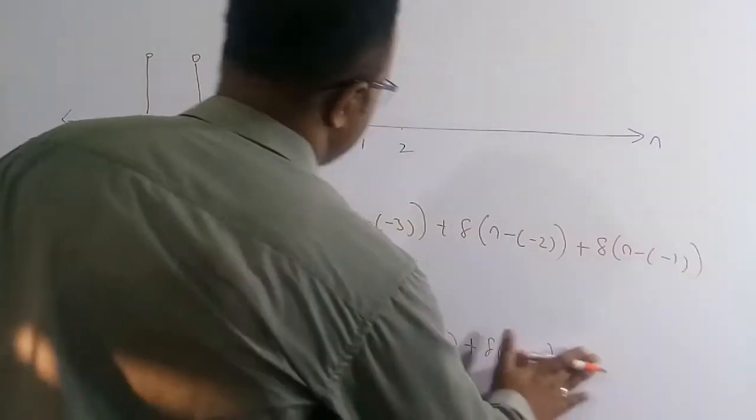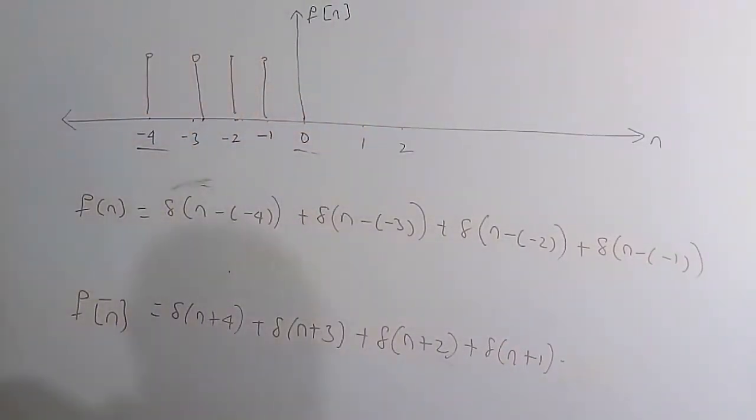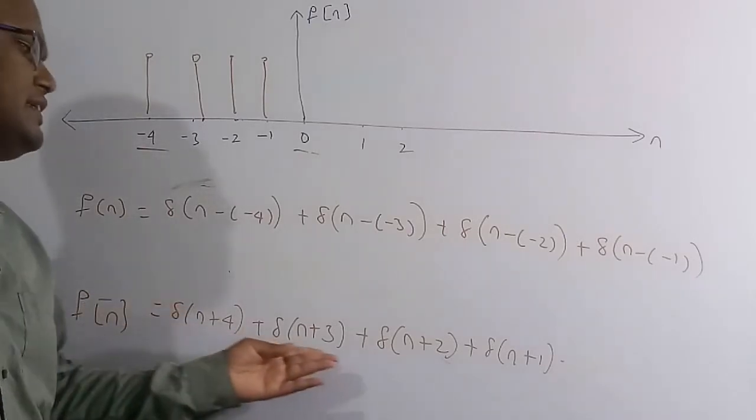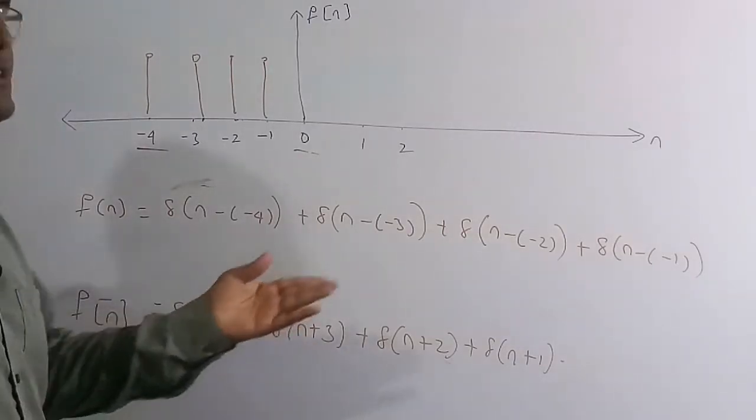So therefore this is the expression. So therefore we can conclude that we have written the function f of n in terms of the delayed unit impulse signal or unit impulse sequence. So now we are going to solve the 8th question.